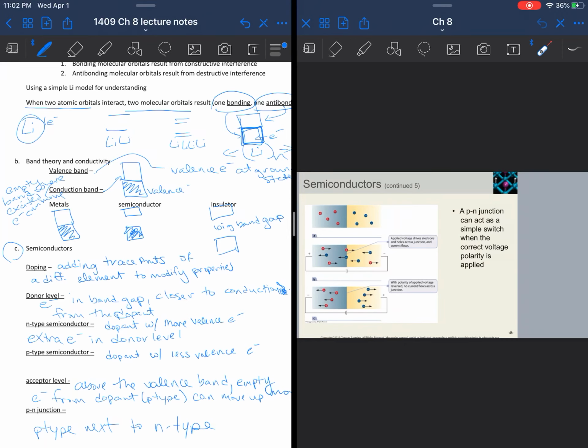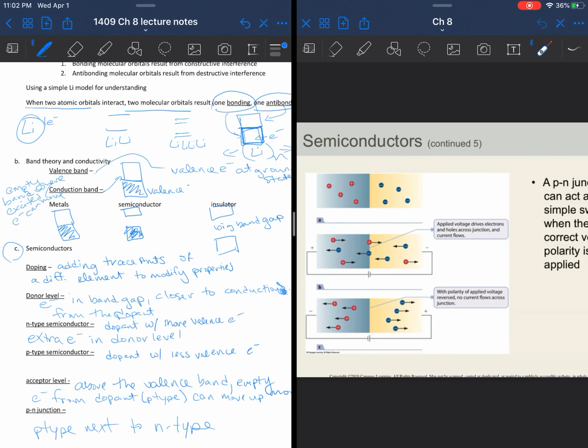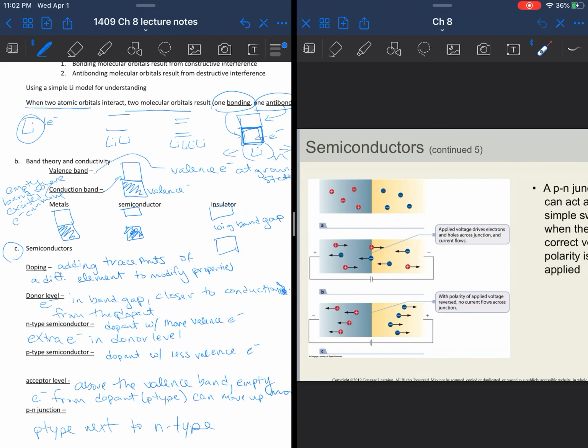we can control the flow of electrons from one side to the other if we connect a battery. For instance here, right, applied voltage will drive electrons from the n-type to the p-type, right? It's not that the plus charges are moving over. It's that the electrons are moving towards the p-type to fill in those positive holes, right? Essentially leaving positive holes on the other side.